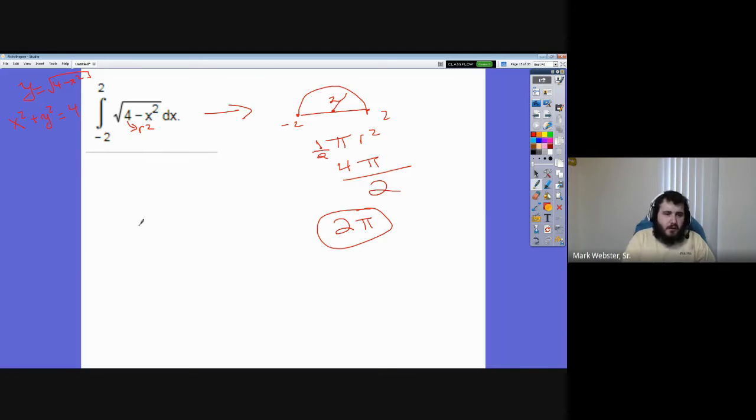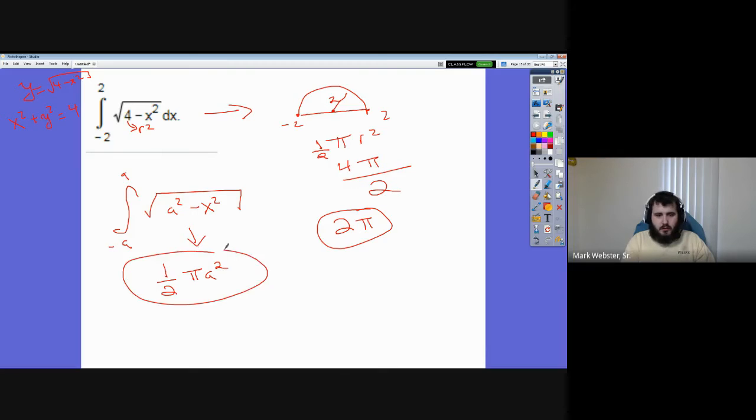So whenever you see from -a to a, I want to show you guys the general format. Whenever you see this, the answer is 1/2 times pi a squared. Automatically. If you see this, you don't have to go through the whole problem of trying to figure out how to deal with that. Nobody's going to make you. You can just use this and be done with it.